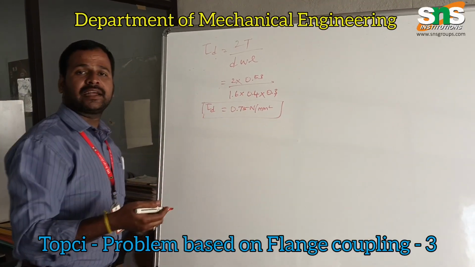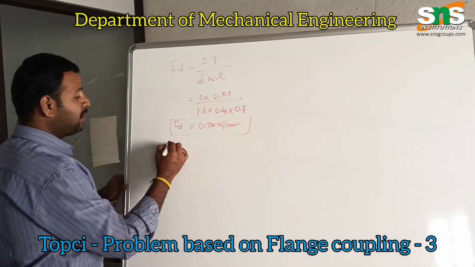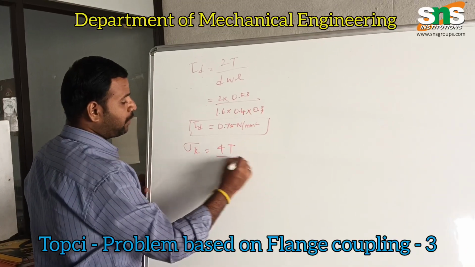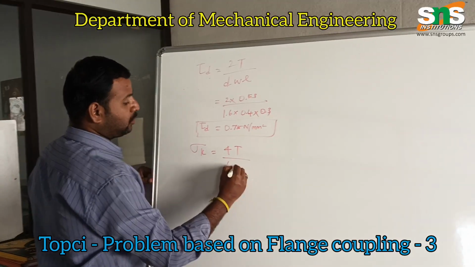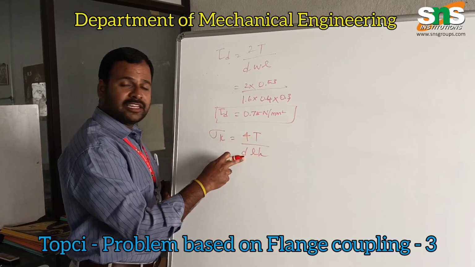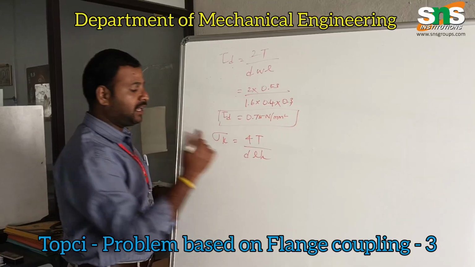So finally, we can check with the crushing stress value. So that can be sigma k is equal to 4T divided by D into L into H. So T is torque, D is nothing but the diameter, this is called the length of the key, this is called the height of the key.